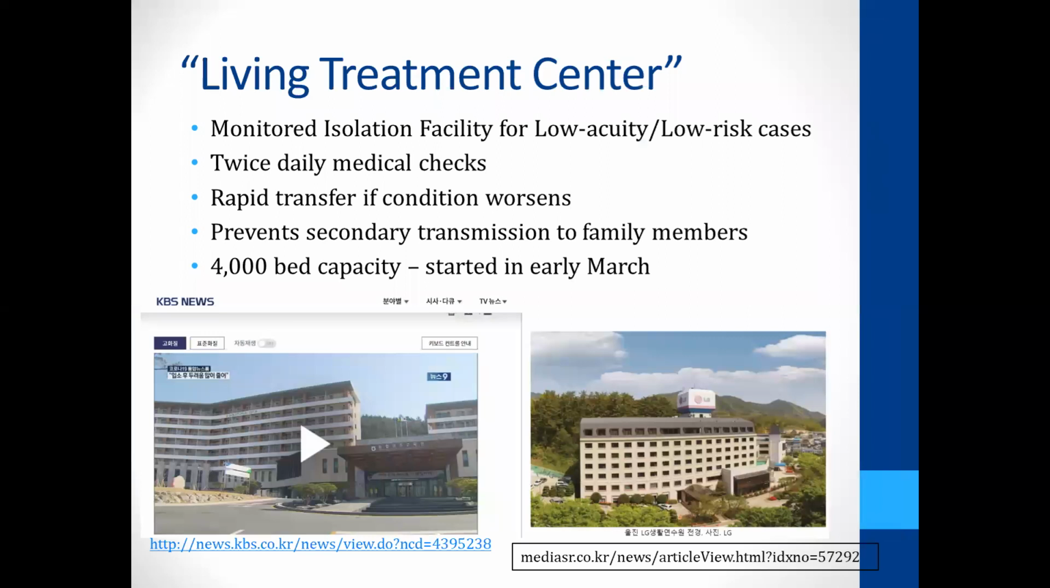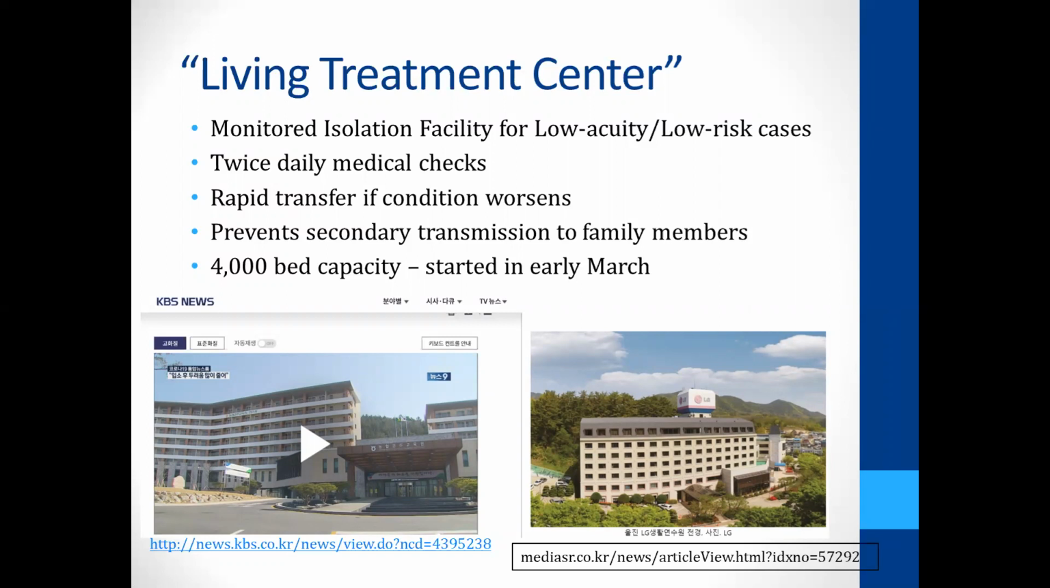If you recall, 80% of COVID-19 patients have either mild or moderate symptoms. They do not all need to be hospitalized. So patients with mild symptoms were isolated in facilities called living treatment centers, basically dormitories that were converted to monitoring facilities. Patients with mild COVID-19 were monitored twice daily, and if their condition worsened, quickly transferred to a hospital.